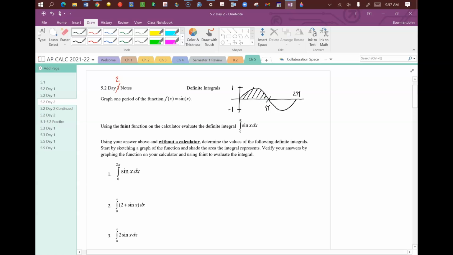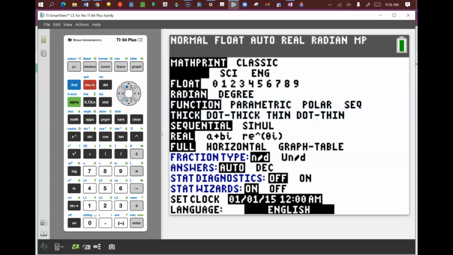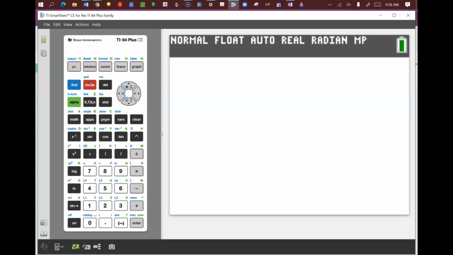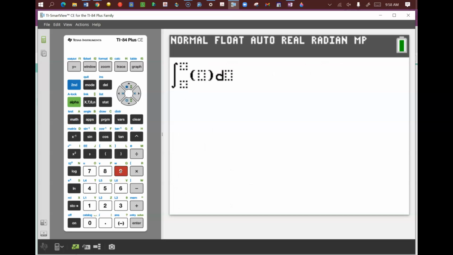So if you would grab your calculator, go to the home screen, and the first thing we're going to do is make sure we're in radian mode. So hit the mode button, make sure you're in radian mode. And then we're going to go back and we're going to hit math and number 9, fnint, function integration. So we're going to select number 9. And if you have a newer calculator, it looks just like an integral. So we're going to go from 0, use the up arrow, to pi, and don't estimate pi, use second and the up arrow to put pi in there.